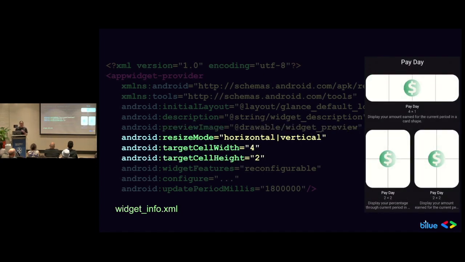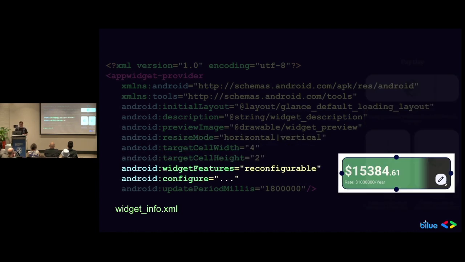You can also add your resize mode, so whether the widget can resize, in which orientations, and also the target cell width and height. The widget can be resized within that, but you want to say, this is the best way that my widget's going to display. My examples here, 2x2 and 4x1 are the ones that I've targeted for.